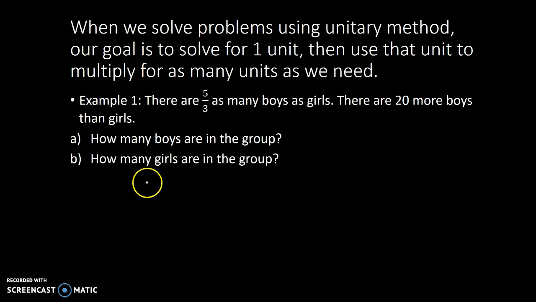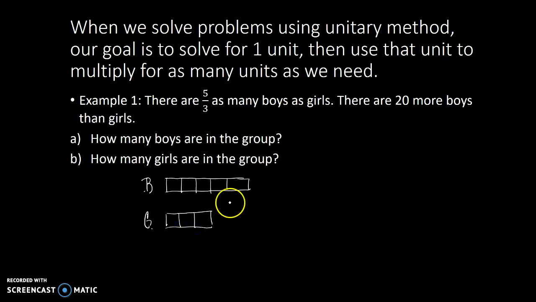All right, well that fraction right there gives me units for boys and girls. And so I'm going to set that up with the bar model. So I'm going to give boys 5 units, and I'm going to give girls 3 units. Now the second part of my problem says that there are 20 more boys than girls. So I'm going to assign that 20 extra to those 2 units. So obviously those 2 units have to equal 20.